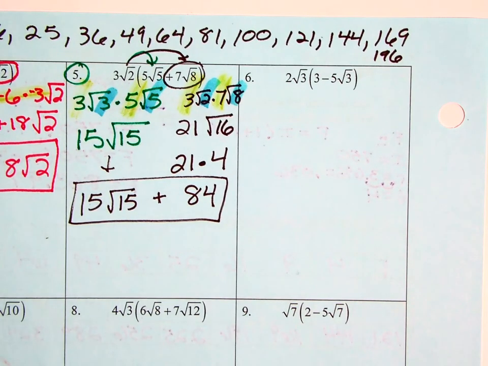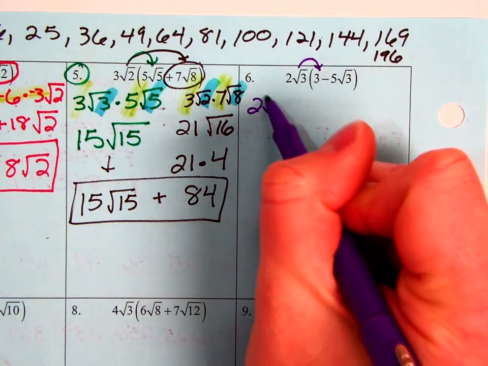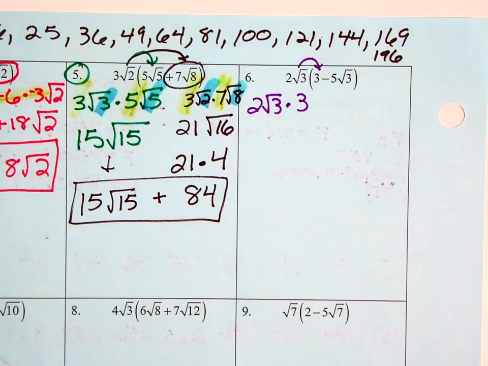All right, so let's look at number 6 together. Let's take a minute and start out by first distributing the 2 root 3 to the 3. So I'm doing 2 square root of 3, and I'm multiplying that by 3. We don't worry about anything else right now, just this.